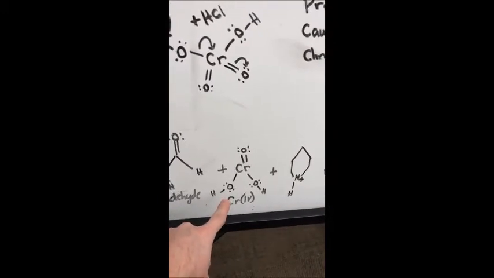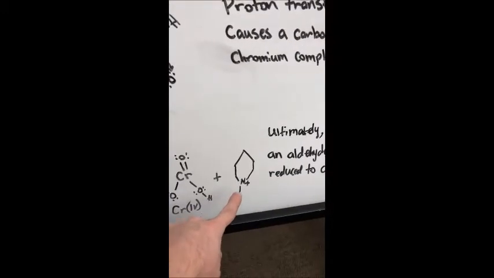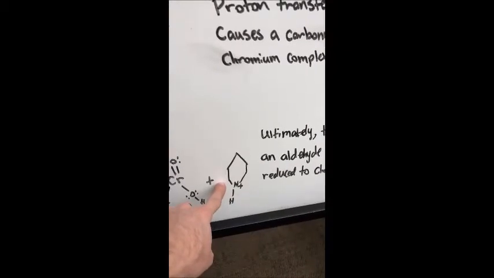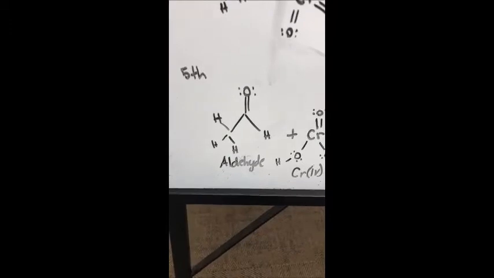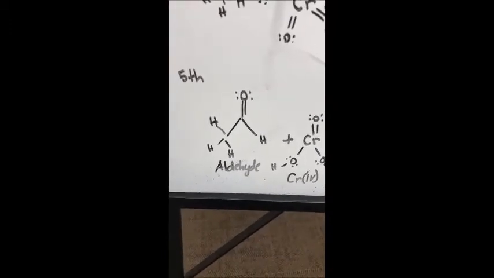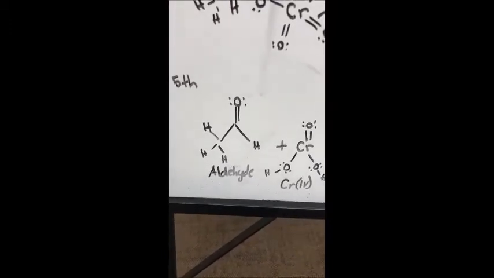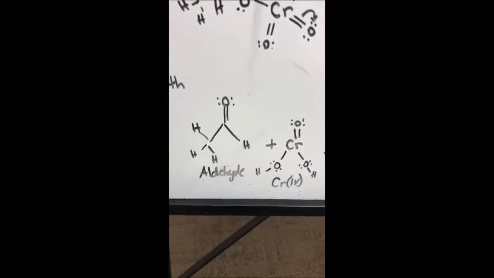You're going to have chromium 6, and then you're going to have the original PCC byproduct. So ultimately, in the formation of the aldehyde, the alcohol was oxidized into an aldehyde, and chromium 6 was reduced into chromium 4.